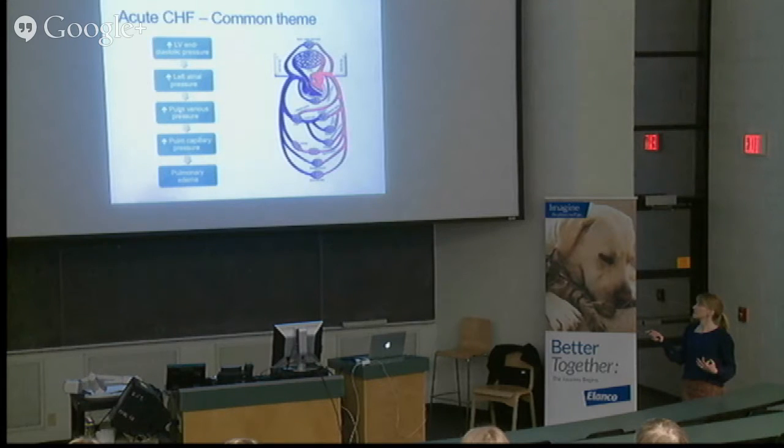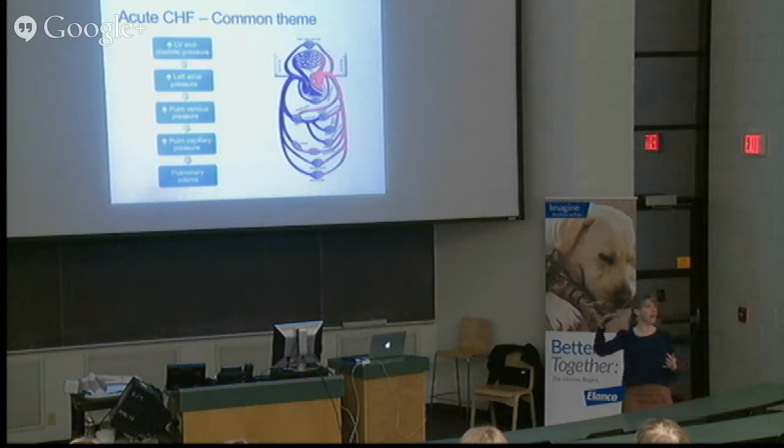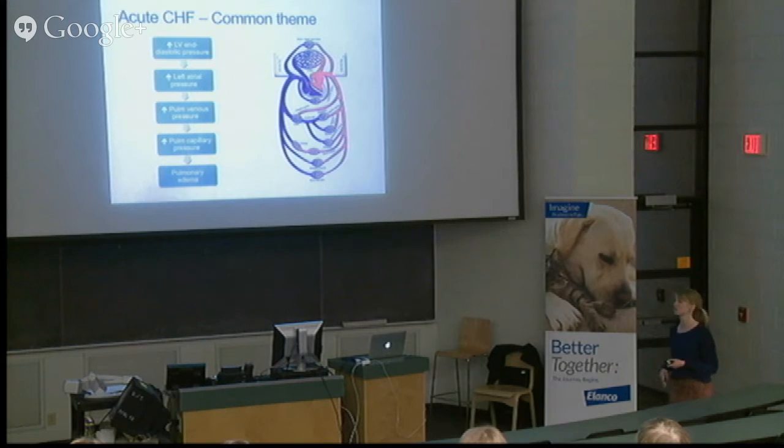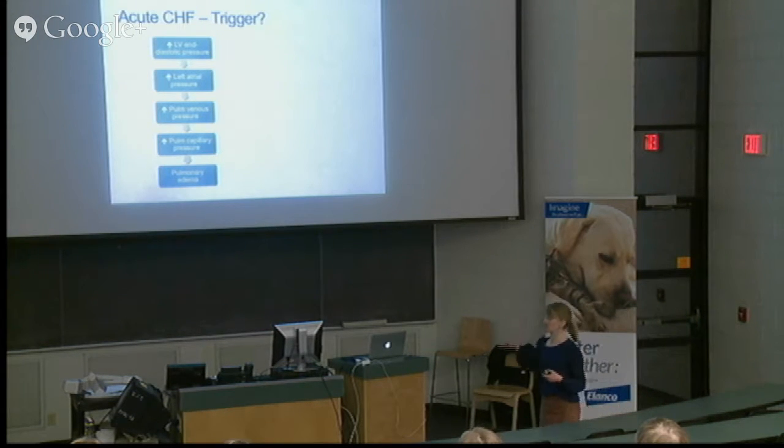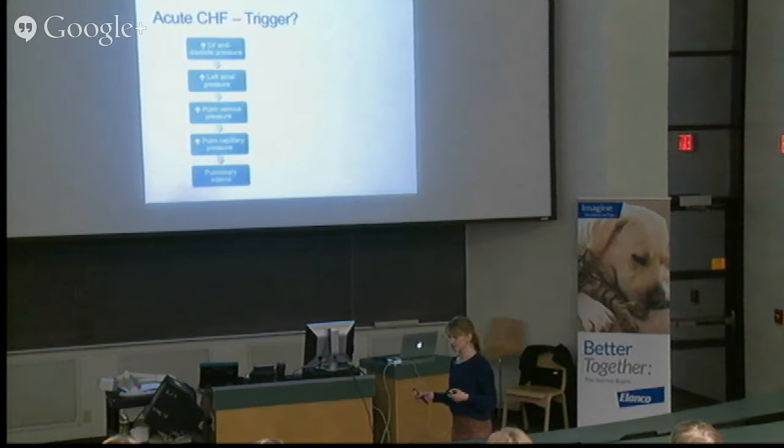And then our next step beyond that is that our pulmonary venous pressure rises. And then beyond that, our pulmonary capillary pressure rises in the lung. And finally, we have the development of pulmonary edema. So that's the common theme. Again, regardless of the underlying cause, that's kind of the principle of what's happening. So what exactly is the trigger, or are the triggers, for this sequence of events?